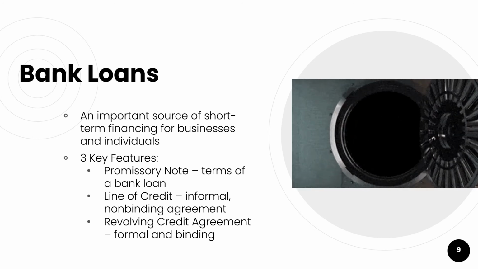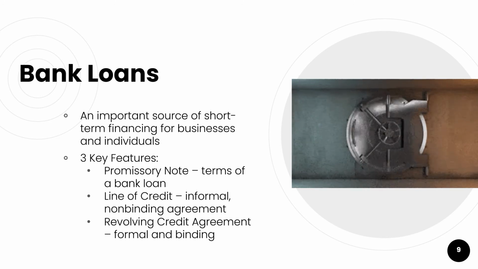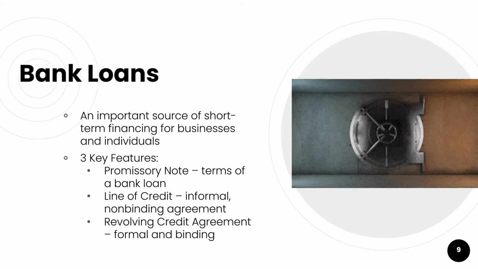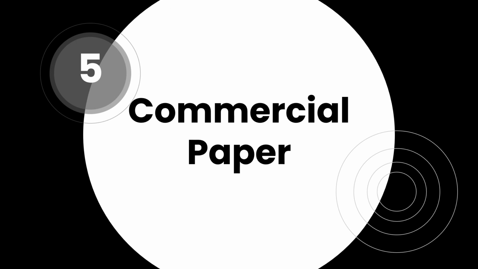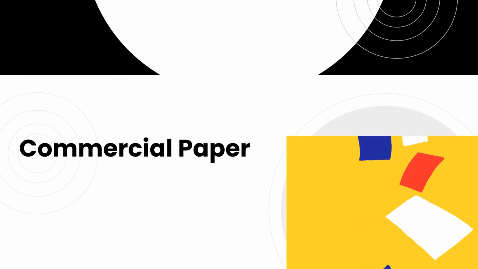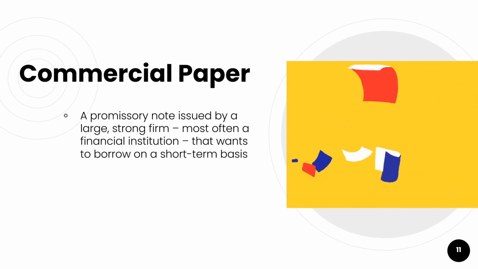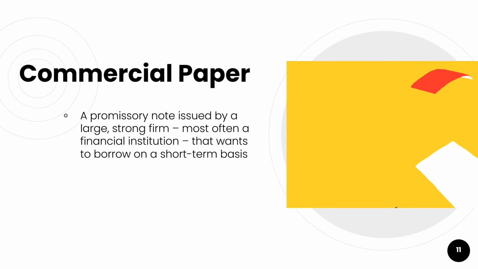On the other hand, a revolving credit agreement is a formal line of credit. Its differences from an informal line of credit are the following. The bank has a legal obligation to honor the revolving credit agreement, and the bank receives a commitment fee from the borrower. Next, we will now discuss commercial paper. Commercial paper is a promissory note issued by a large, strong firm, most often a financial institution that wants to borrow on a short-term basis. Commercial paper is sold primarily to other business firms, insurance companies, pension funds, money market mutual funds, and banks.